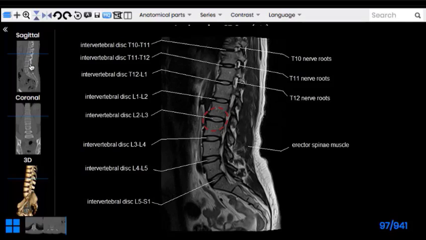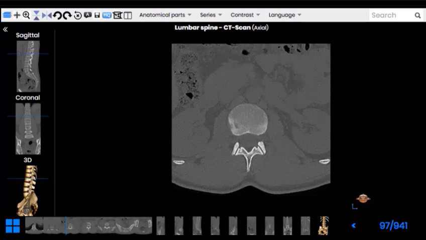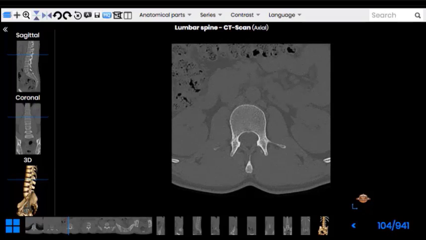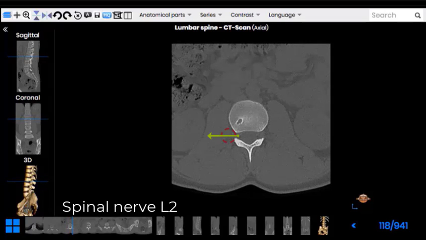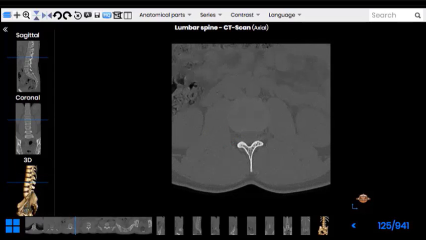The same numeration is for the intervertebral foramina between the vertebrae. Each intervertebral foramen below the vertebra has the same number as the vertebra above, and accordingly the spinal nerve which leaves this space also has the same numeration. So we are now at the level L2. As I scroll down here, I can tell that the nerve which passes here is L2, as well as this IV disc, which is just in front of the vertebra right now. This is the second lumbar intervertebral disc.